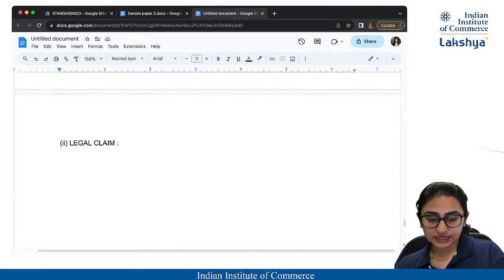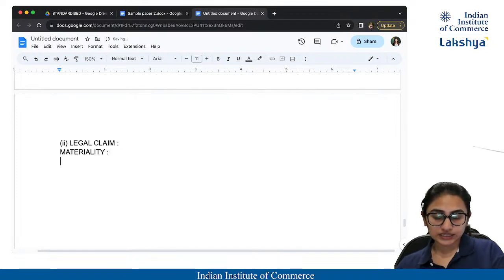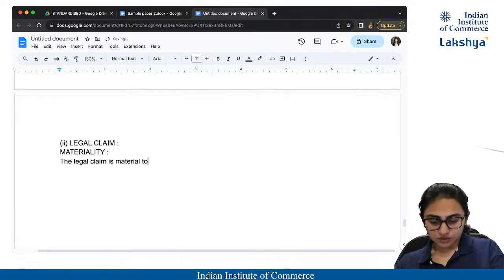First, check the materiality. We answered a question like this yesterday. So, the legal claim is material to the statement of financial position, being 5.5% of total assets. Okay, that is the materiality.